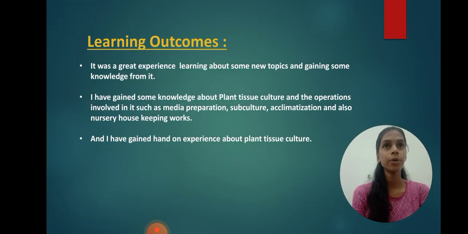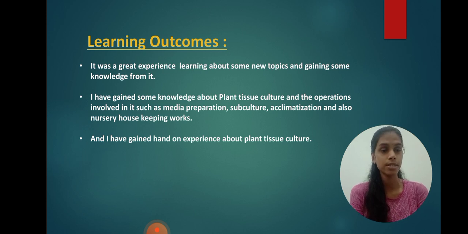And at last, the conclusion. It was a great experience for me to learn new things which I had not known previously about plant tissue culture. It is totally a new topic to me, and I have learned many things by hands-on experience, and also about the media operations involved in plant tissue culture, such as media preparation, subculturing, acclimatization, and also hardening, and about nursery management. So it was a great opportunity for me to learn new things and also gain hands-on experience.